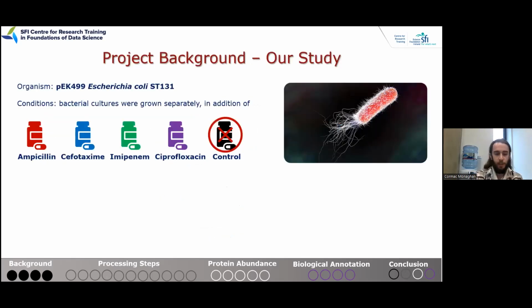So back to the paper that was published. These E. coli samples were grown in addition with 4 different antibiotics, them being ampicillin, cefotaxime, imipenem, and ciprofloxacin, and then an E. coli sample on its own, which was just the control sample. Once these bacterial cultures were grown, they were sequenced, and the protein data was analyzed, and the paper was published. And then where do we come in?